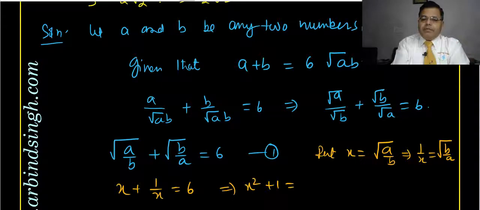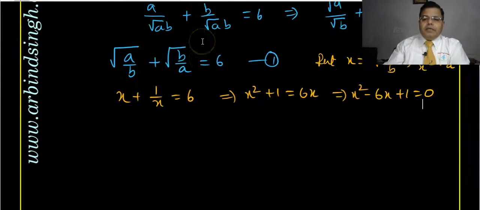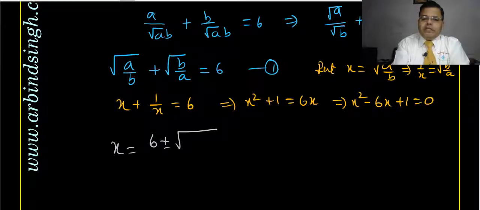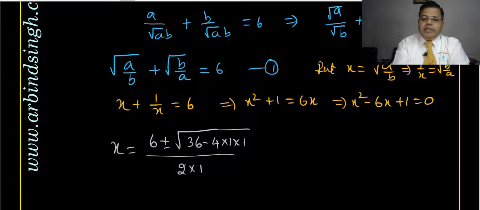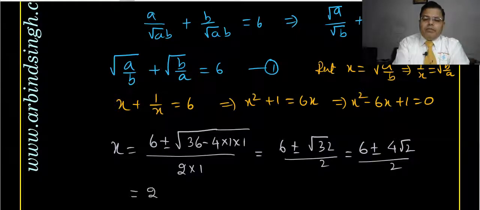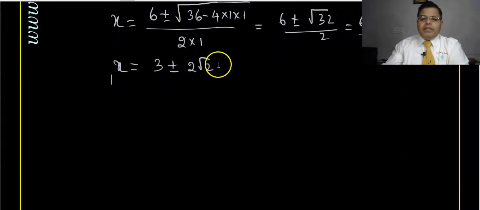This implies x square plus 1 is equal to 6x, and hence x square minus 6x plus 1 is equal to 0. You have learned about the quadratic equation; this cannot be split by the middle term. So by using the quadratic formula, x is equal to 6 plus minus under root of 6 square, that is 36, minus 4 into 1 into 1, upon 2 times a, that is 2. This gives 6 plus minus under root 32 divided by 2, that is 6 plus minus 4 root 2 divided by 2. Dividing by 2, x has the value 3 plus minus 2 root 2.